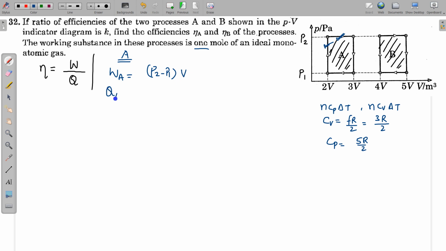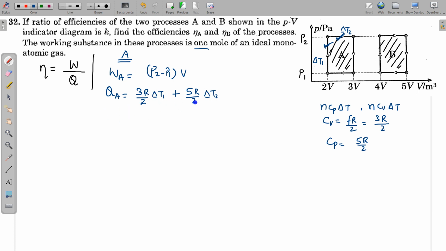So heat absorbed in process A. For this process we can use nCv delta T, and for this process we can use nCp delta T. So n is 1, Cv is 3R by 2, and the change in temperature in this particular process, let us assume this change in temperature is delta T1, and suppose this change in temperature is delta T2. So this is simply 3R by 2 delta T1. And for the other process 5R by 2 delta T2, nCp delta T.